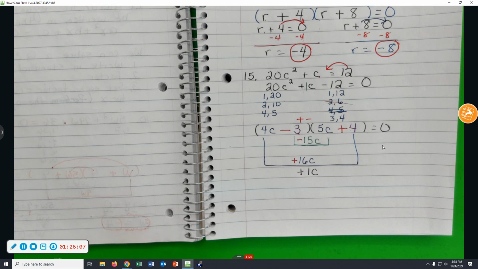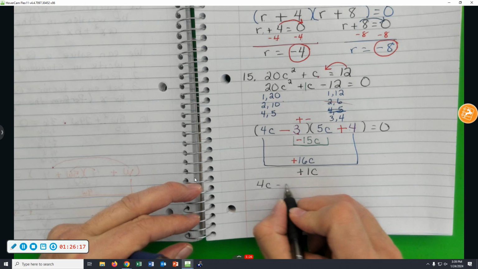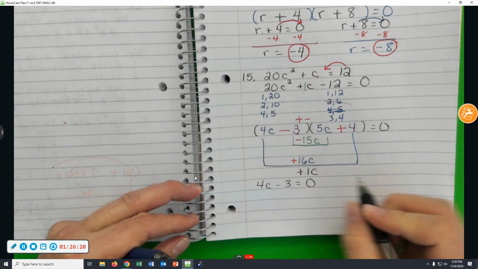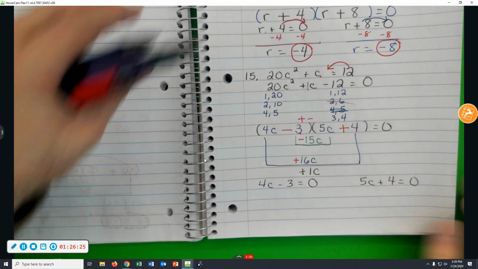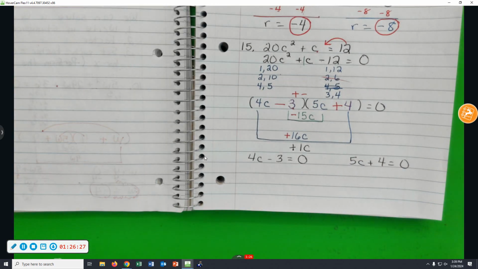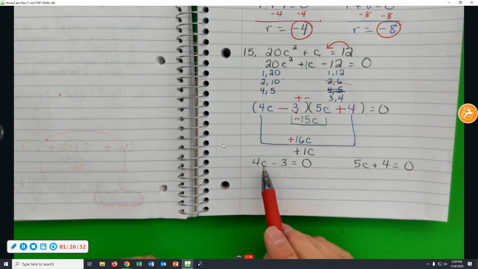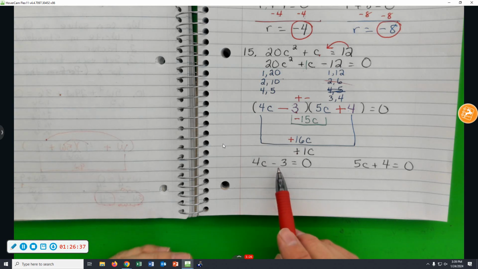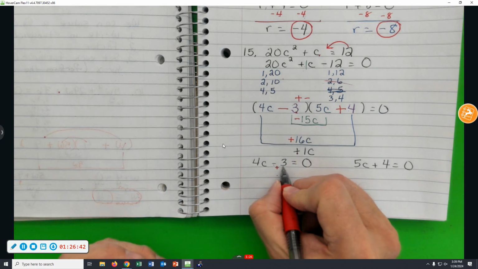So when it says solve, that means you're looking for variable equals number or numbers. So what do we have to do now? 4c minus 3 equals 0, and 5c plus 4 equals 0. On this one, I'm going to perform the opposite operation to both sides, beginning with addition and subtraction. The opposite of subtracting 3 would be adding 3.